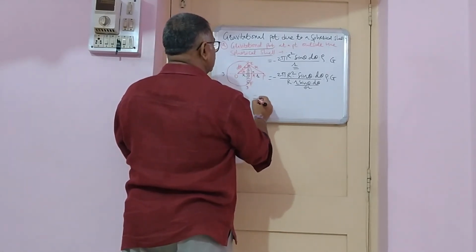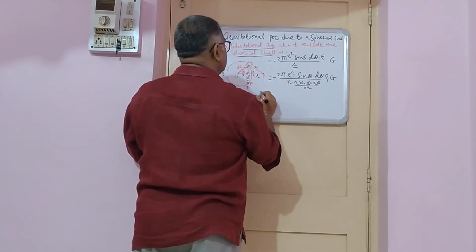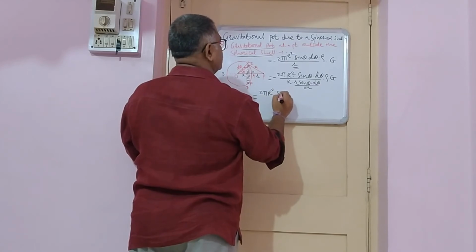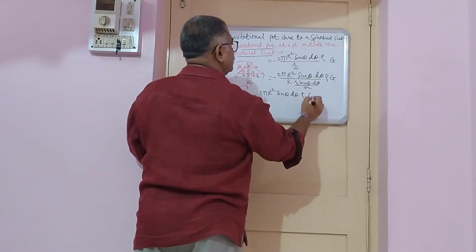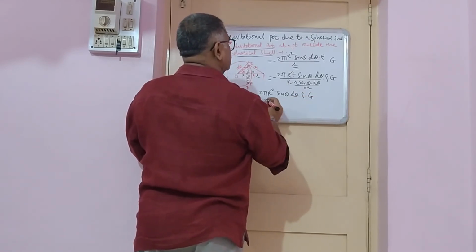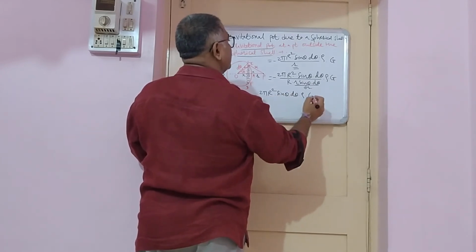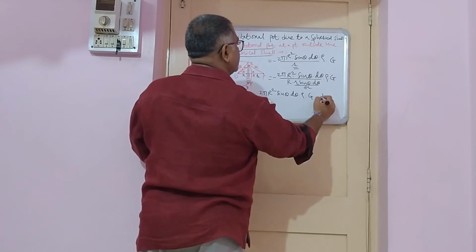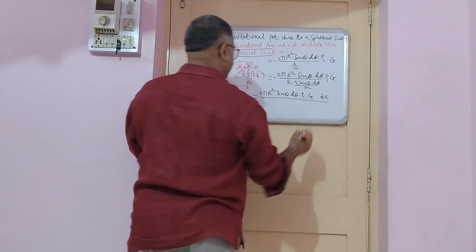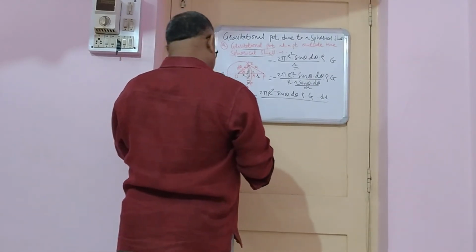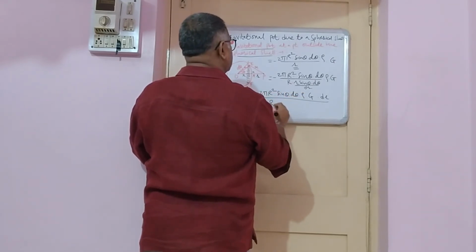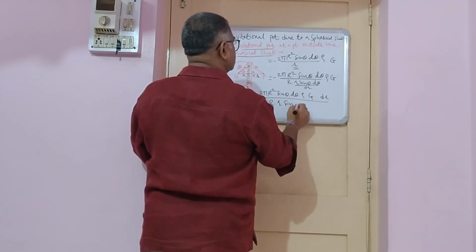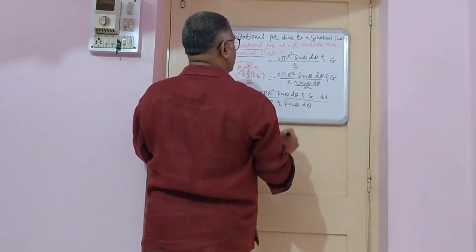Here we will do a simple thing. 2 pi r square into sine of theta into d theta into rho into g, multiplied by dr divided by R into small r sine of theta into d theta.